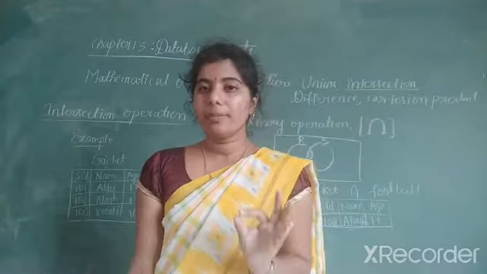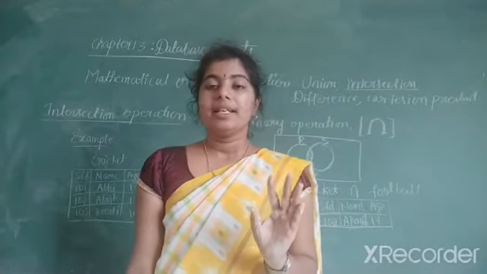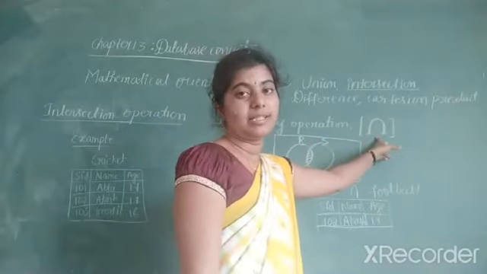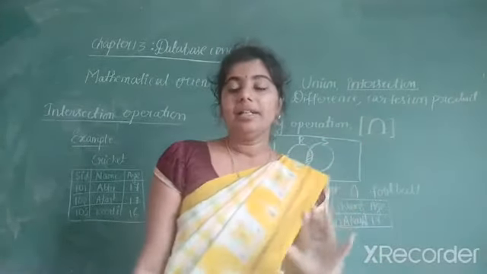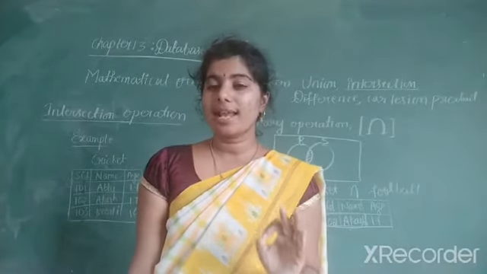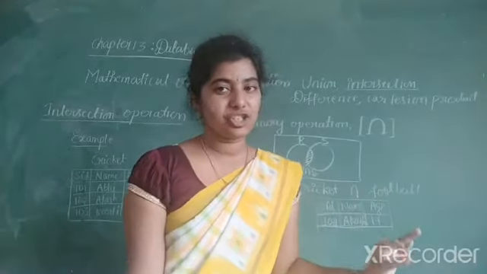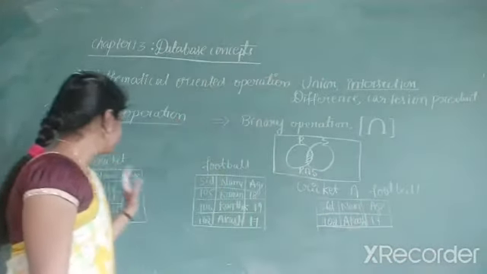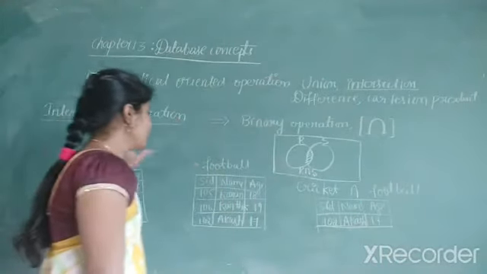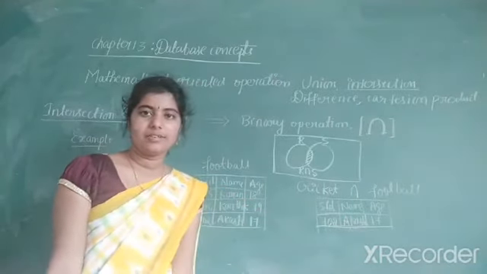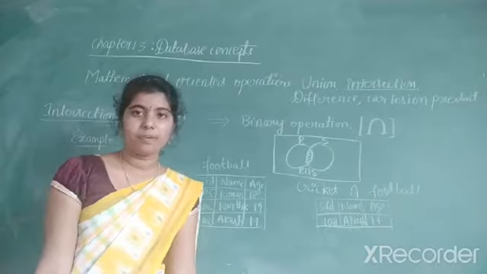Clear? What do you mean by intersection operation? Intersection operation is a binary operation which is represented by the intersection symbol, and the next point is that the intersection operation is used to select the common tuples from relation R and relation S. For example, you can do the intersection operation between the cricket and the football table. This is the result for that. Clear with this? This is about the intersection operation.